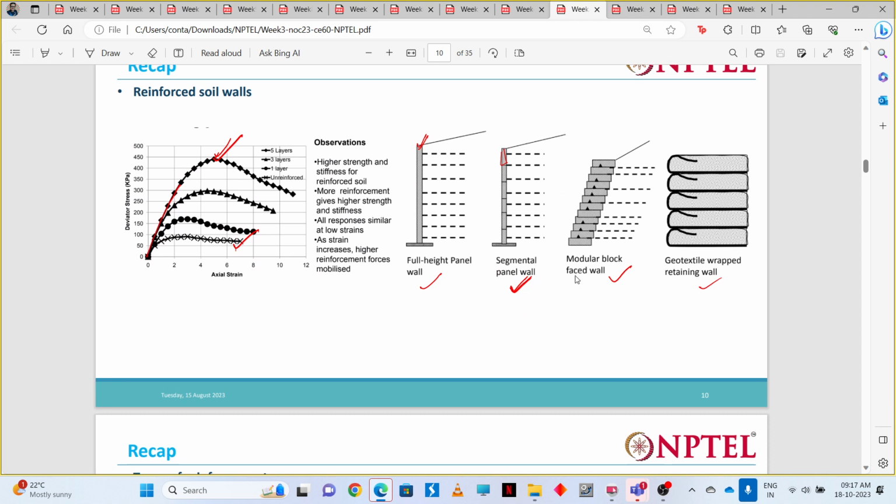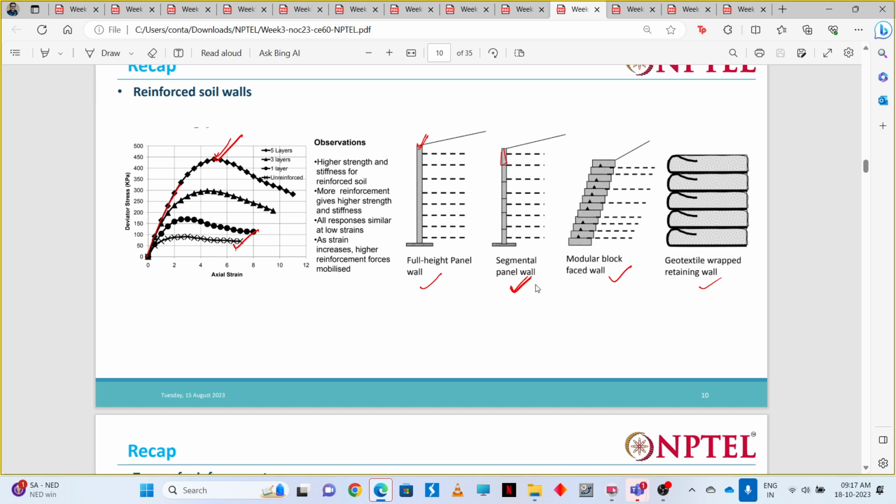So in reinforced retaining walls, many types of arrangement are possible. One is the full height panel wall, where the whole panel is a rigid structure. Then we can have the segmental panel wall, where separate segments are placed one by one to form the wall. This is quite opposite to the first one. In the full height panel wall we have one single panel; in the segmental panel wall we have segments of panel.